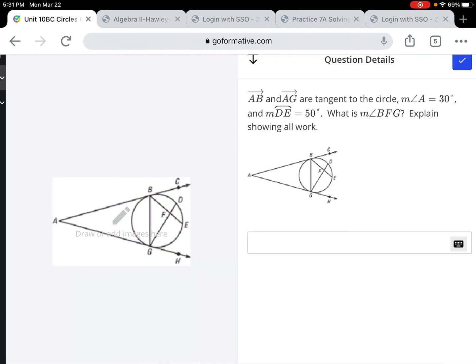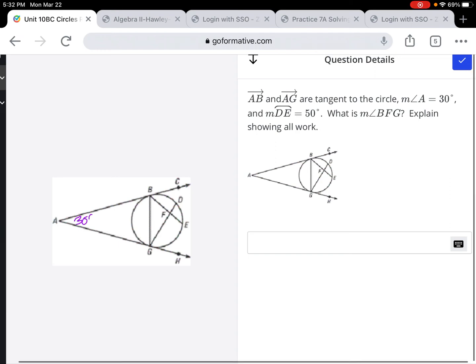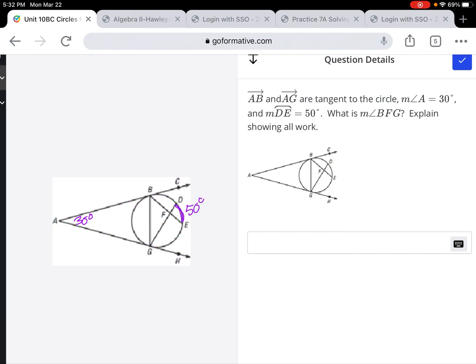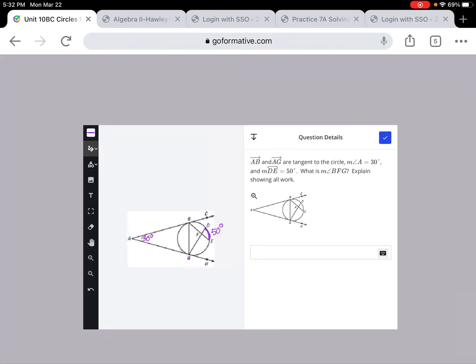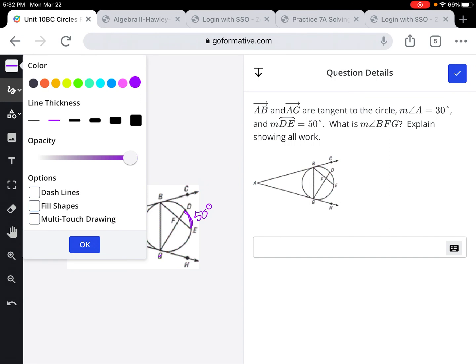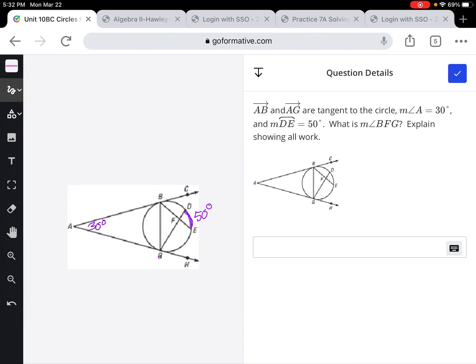For this next one, they're tangent to the circle. It says the measure of angle A is 30 degrees. It says the measure of arc DE is 50. What is the measure of BFG? Okay, so this one's kind of a complicated one. Because what we actually need is our two arcs here. We need this arc and this arc.